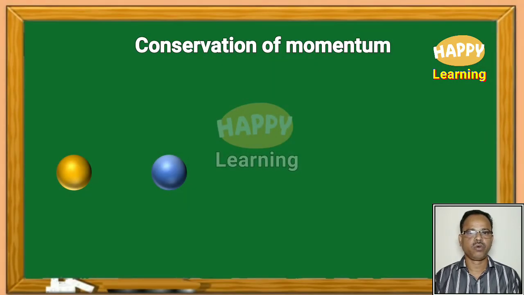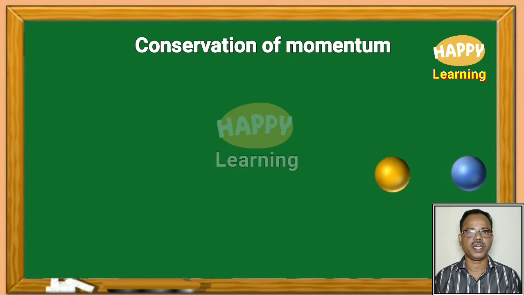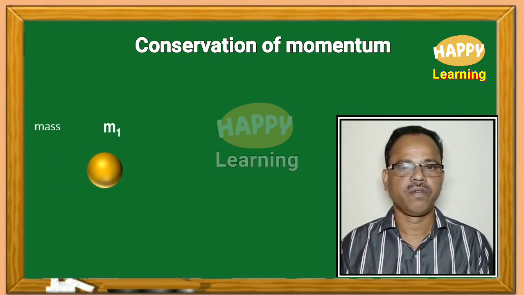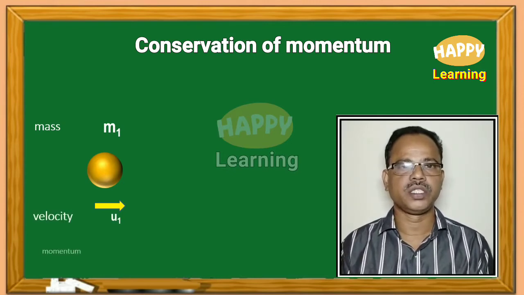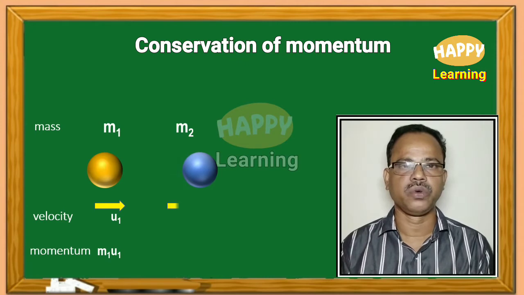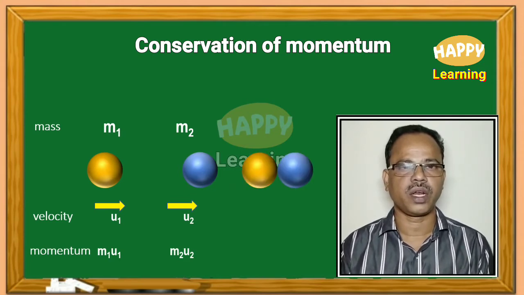The two body system moving one behind the other. After some time, they collide and continue to move in the same direction. The first body, its mass is m1 and velocity is from left to right and magnitude is u1. So its momentum is m1 u1 from left to right. And second body, its mass is m2. It is moving from left to right. Its velocity is u2. So momentum is m2 u2 from left to right.